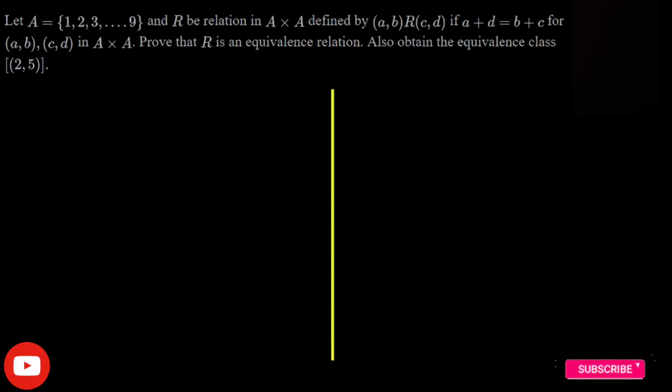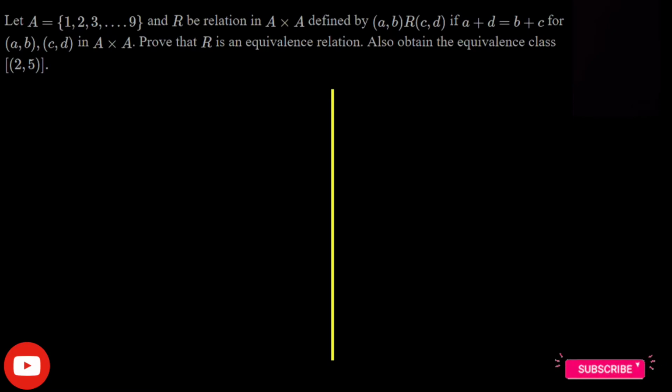Hi, our topic is types of relations, and the question is: given a set A with numbers from 1 to 9, let R be a relation in A by A defined by (a, b) related to (c, d) if a + d is equal to b + c for (a, b), (c, d) in A by A. We need to prove that R is an equivalence relation. We also need to obtain the equivalence class for (2, 5).